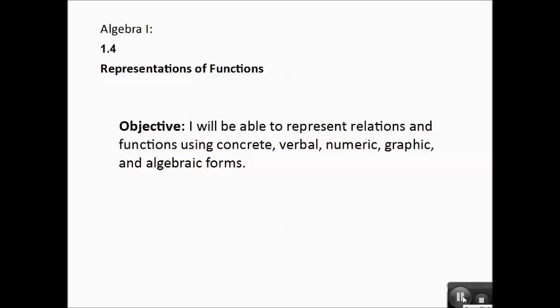In this video, we will be discussing different representations of functions. By the end of the video, you will be able to represent relations and functions using concrete, verbal, numeric, graphic, and algebraic forms.